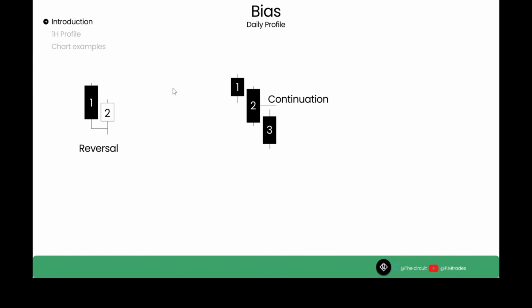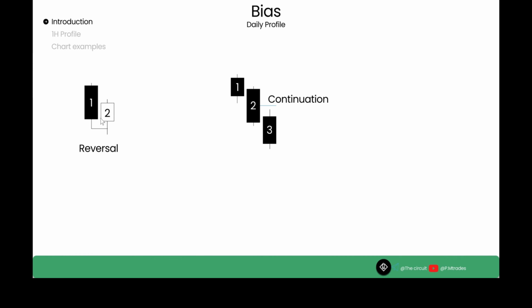Now, to understand bias, you need to understand there are two forms of bias. You are either trading the reversal bias or a continuation bias. The reversal simply means you're trading against the existing trend. So in this case, we have price trend low, and you can see candle two sweeps the low of candle one and reverses.